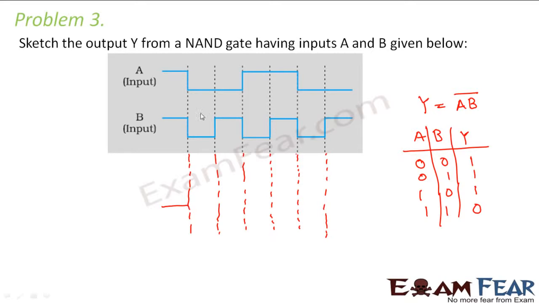Now in the second segment, both are low. So when both are low, it will make the output high. In the third segment, one is low and the other one is high. So it will again make it high. This segment, one is low, this is high. So it will keep it high. Here both are high, so it will again make it low. And here again both are low, so it will again make it high. So this is how the output will look like.